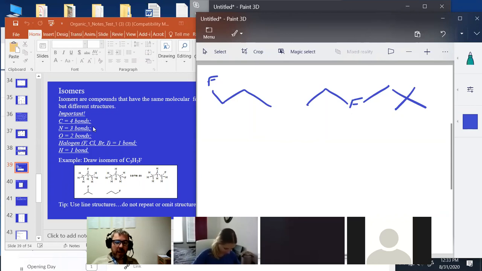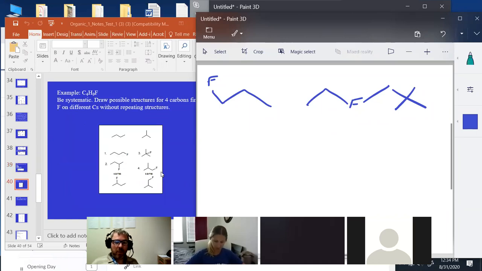So what do you need to be careful of? Well, you need to be careful of, first of all, making sure you draw all the possibilities. The other thing you want to be careful of here is making sure that you don't repeat any structures and you don't draw any illegal structures. Okay.